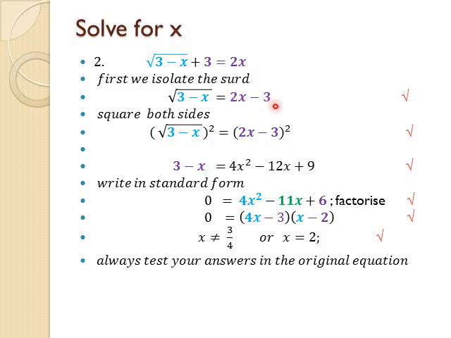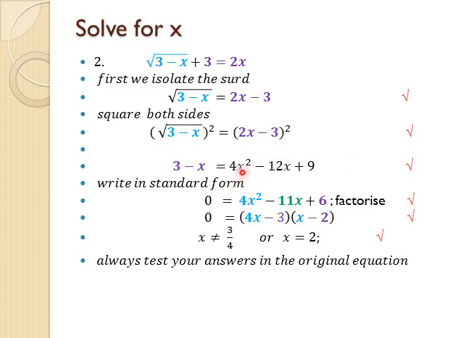However, the binomial will always catch you out because you forget there's a middle term. So again, 2 times 2, 4, x times x, x squared. 2x times negative 3 gives me negative 6. Negative 6 times 2 would give me negative 12x. Negative times negative is positive. 3 times 3, 9. So 1 mark for that.